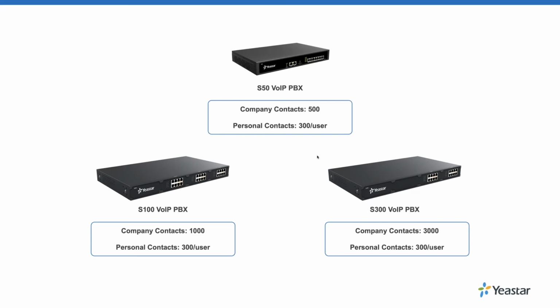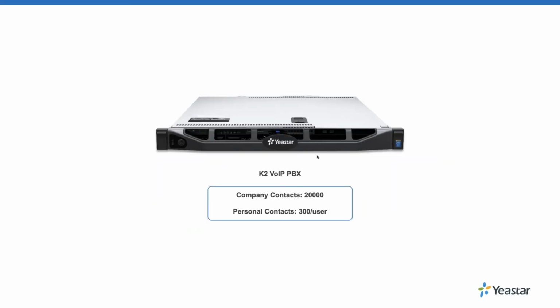And for S100, we're going to support 1,000 company contacts totally, and personal contacts will be the same, 300 per user. And for S300, we can have 3,000 company contacts maximally. And personal contacts, like I said, it's going to be the same thing, 300 personal contacts per user. K2 system will be larger, absolutely. So totally we can have 20,000 company contacts with 300 personal contacts per user.